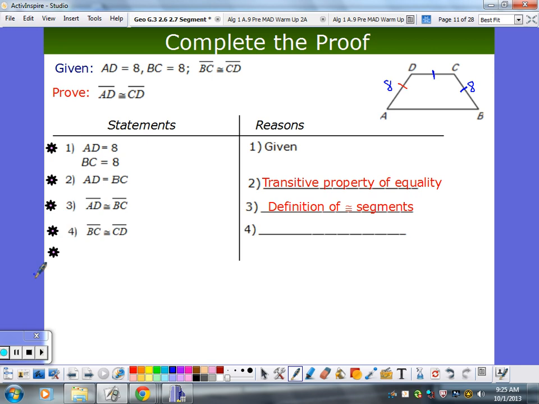So now what? I'm saying BC congruent to CD. How can I say that, Madeline? It's given. It's right up here. So the givens don't all have to be up front. You could, but you don't have to.